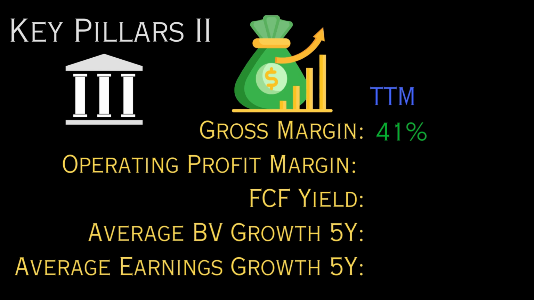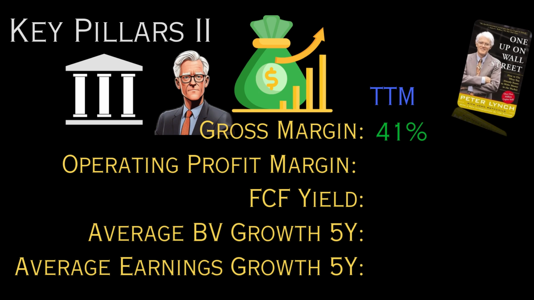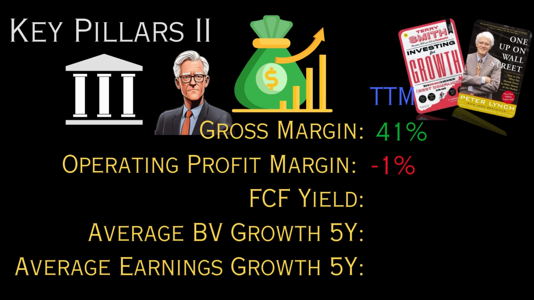Next, we come to the operating profit margin. This tells us how much profit a company makes on $1 of sales after paying for costs of production, such as wages and raw materials, but before paying interest or tax. Peter Lynch prefers companies with strong operating margins when assessing its financial health and competitive advantage. Their operating profit margin is minus 1% and is well below our target of 14%, and explains why they are making a loss.